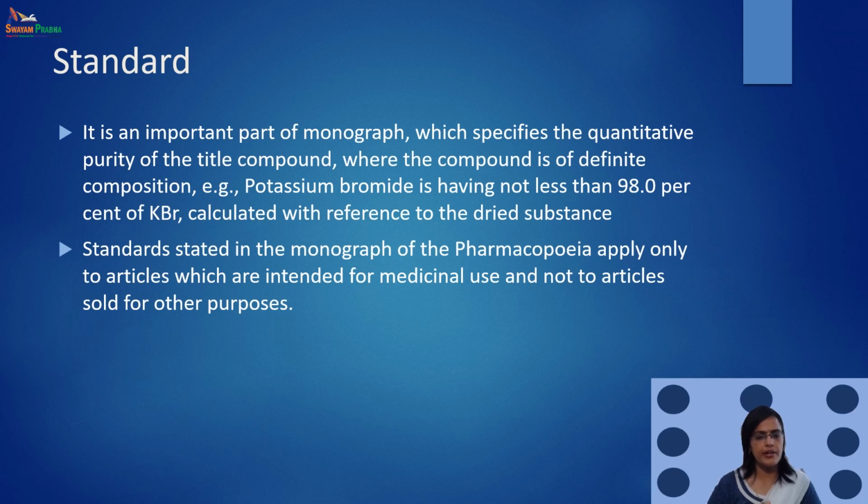Standard is a very important part of a monograph, which specifies the quantitative purity of the title compound. Where the compound is of definite composition, for example, potassium bromide contains not less than 98% of KBr, calculated with reference to the dried substance. This way standards are mentioned, and the standards stated in the monographs of the Pharmacopoeia apply only to articles intended for medical use. Alright, moving to the next one.